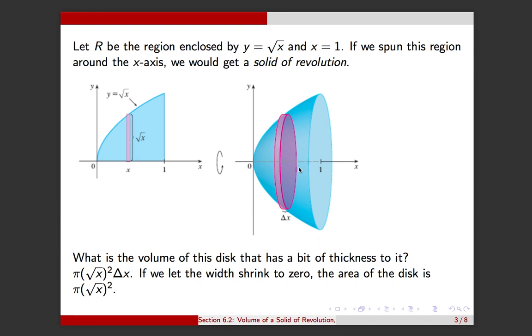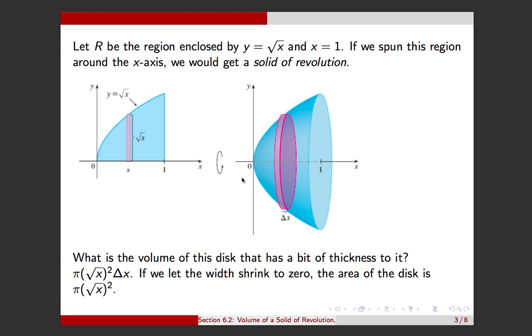Okay, so what's the area of the circle? Well, depending on where your x is, this radius value would be root x and then pi root x squared. So pi r squared is the area of the circle, and then delta x is that little bit of thickness. So if you let that little bit of thickness shrink to 0 and just get a literal disk, the area of that disk would be pi r squared, where the r value is root x.